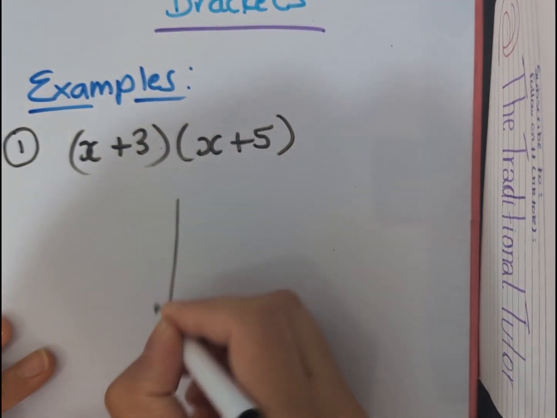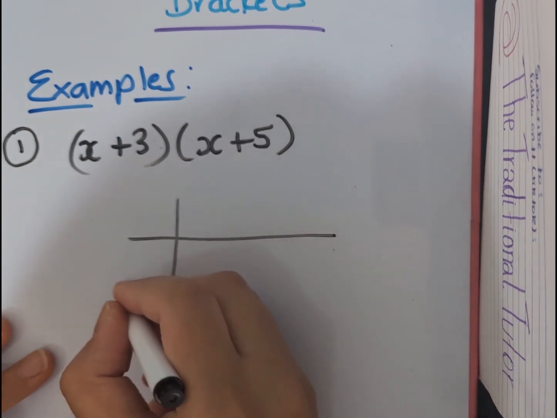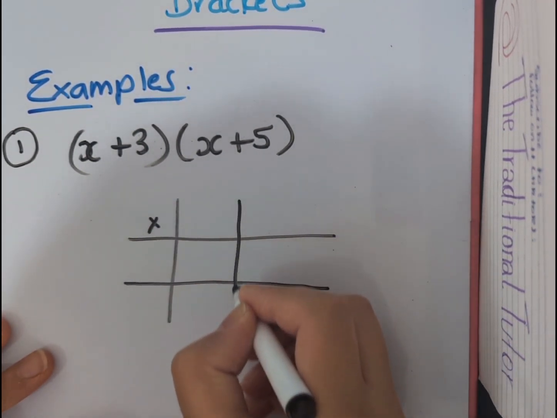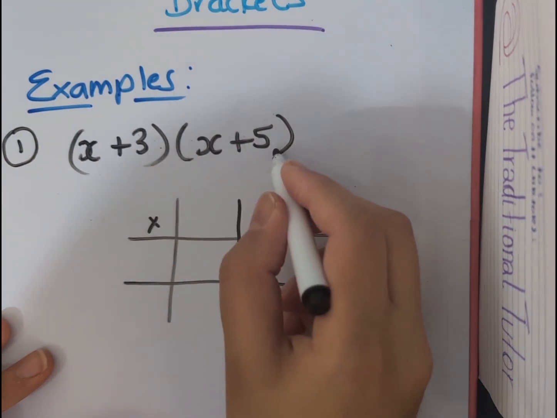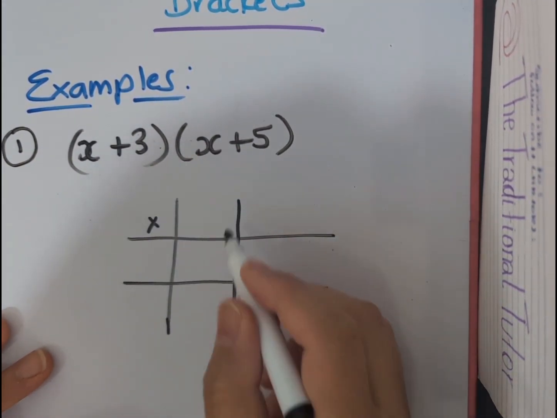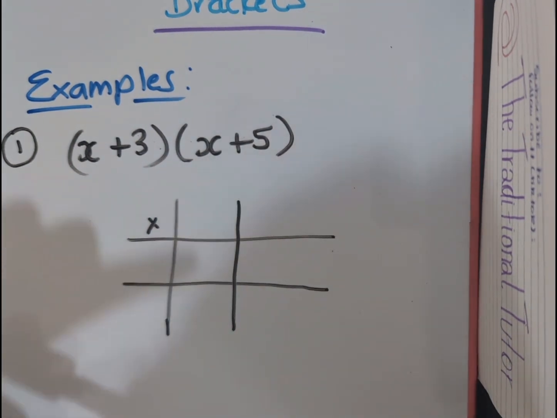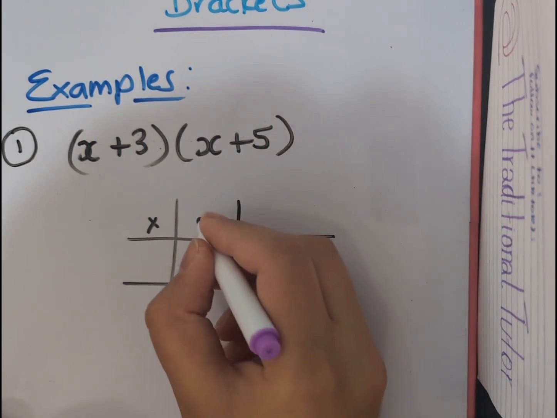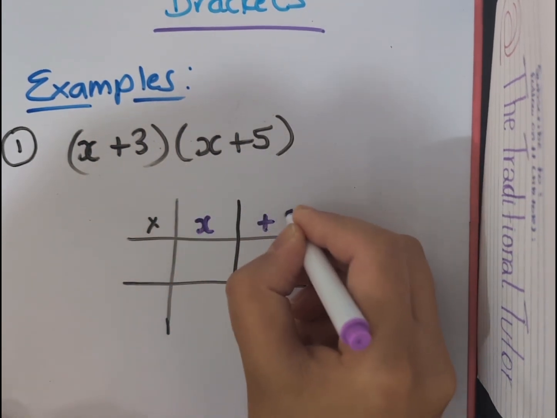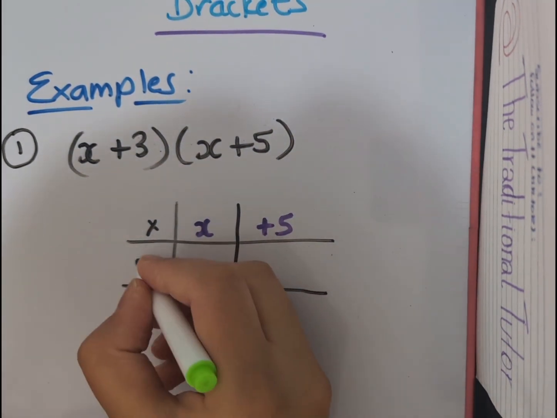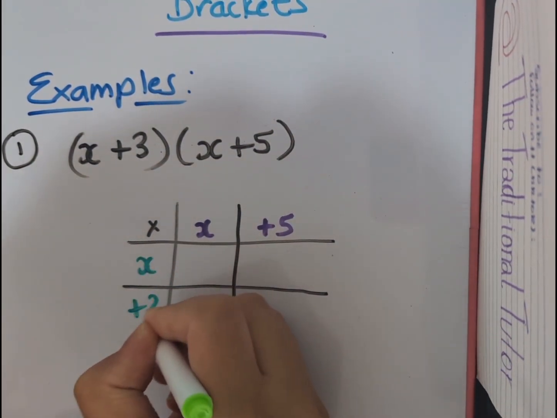So the grid method is as follows. It's just like when we're multiplying normal numbers, okay? So I'll put my times sign there, and because there are 2 numbers here, 2 numbers there, I'm going to have 2 columns and 2 rows, okay? So at the top, I'm just going to put my x and my plus 5, and on the other side, down here, I'm going to put my x and my plus 3, okay?